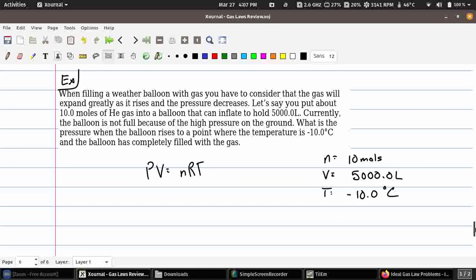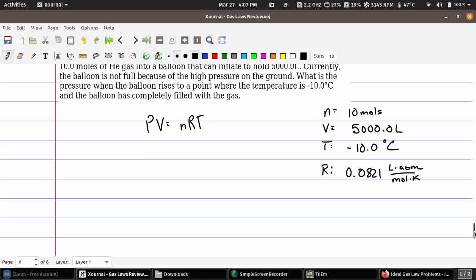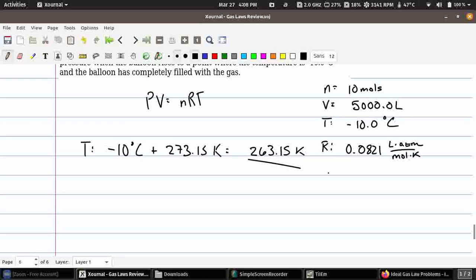All right, so let's convert the temperature, pressure, volume, and then R is always the same. It's 0.0821 liters times atmospheres over moles times kelvins. So we have 4 of the 5 things. That means we can solve this. So first, let's convert temperature to kelvins. Negative 10 degrees Celsius plus 273.15 kelvins equals 263.15 kelvins. So we now have our temperature.